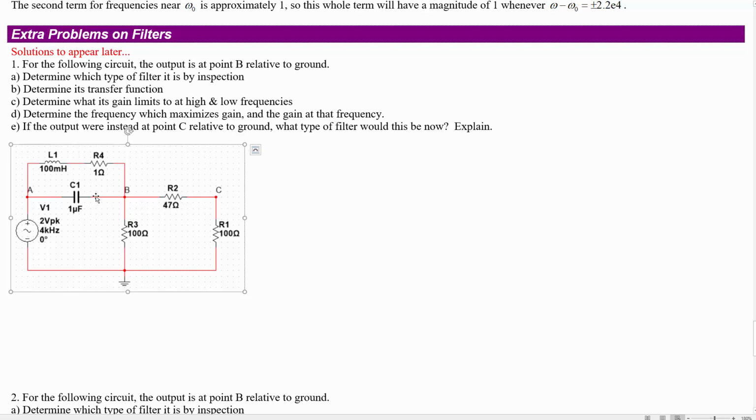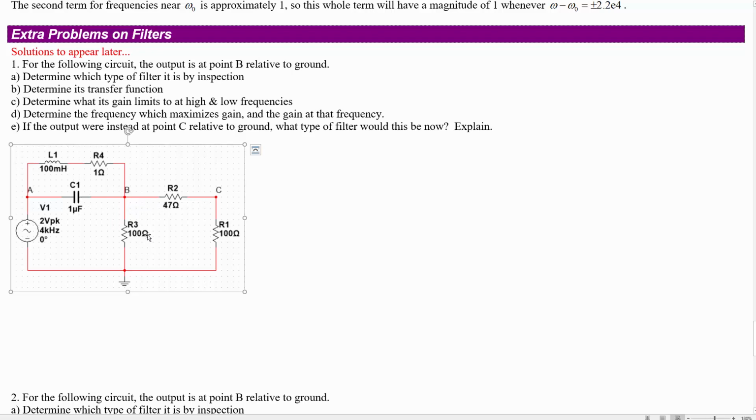Okay. So the first task is to find the type of filter by inspection. And for this, we're going to be considering what goes on at really high and low frequencies, and then if we have any sort of resonance effect somewhere in the middle. So the key is the inductor and capacitor in relation to where the resistors are positioned. At really low frequency, we know the capacitor is going to act like an open and the inductor is going to act like a short. And at really high frequencies, the opposite happens. The inductor acts like an open circuit and the capacitor acts like a short.